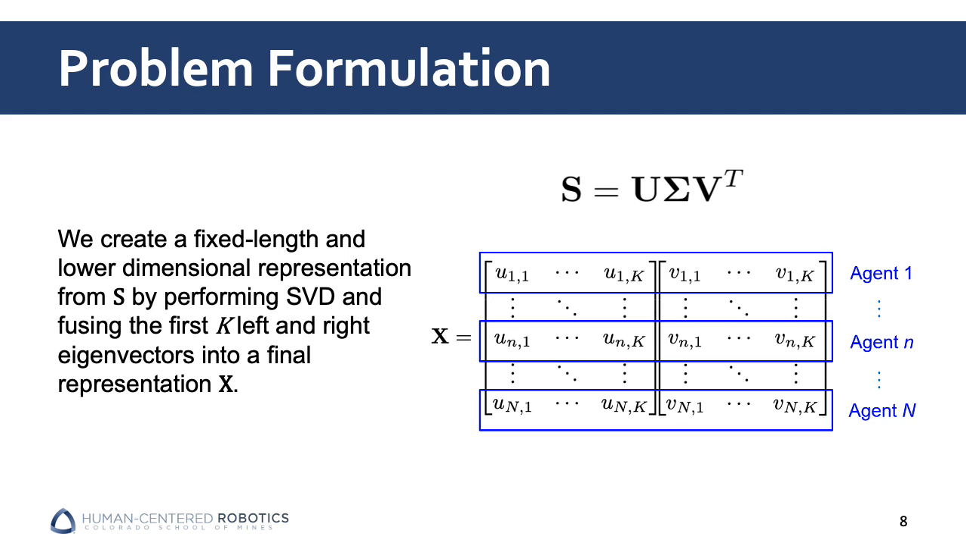From this unified representation S, we want to identify a fixed length and lower dimensional representation. To do this, we take the SVD, or singular value decomposition, of S to identify the left and right eigenvectors. We concatenate each of these together to generate one representation of a fixed length for each robot in the system. We call this X.